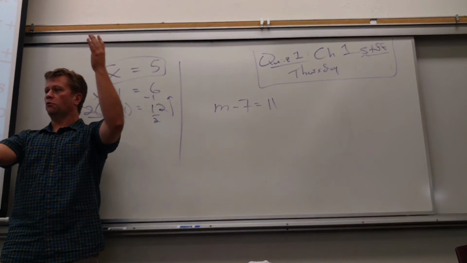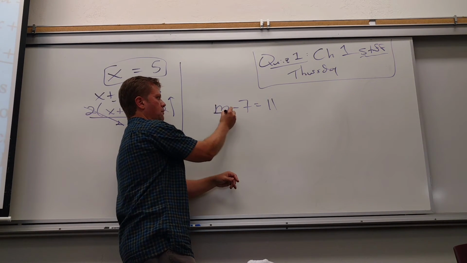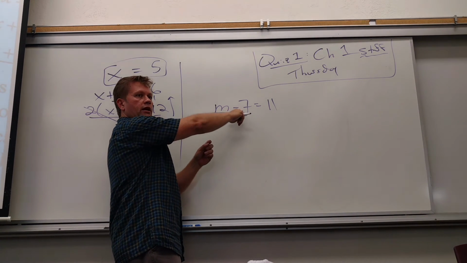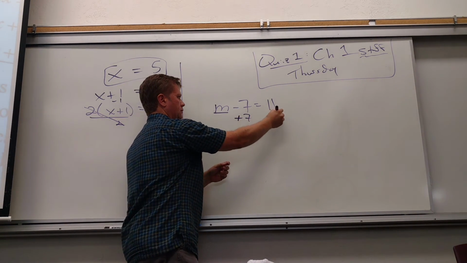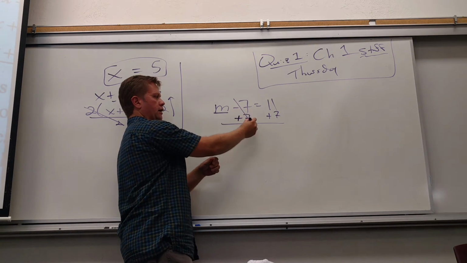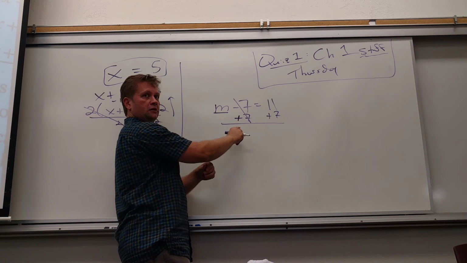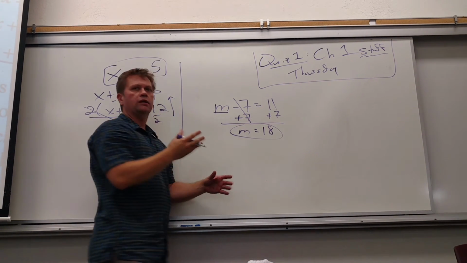Exactly. Otherwise it won't work. So how do I get the m by itself? What do I want to get rid of? I want to kill the negative 7, and that's subtracting 7, so I'm going to do the opposite. I'm going to add 7. So then I get, what's left on this side? M equals 18. Now how do I check that?